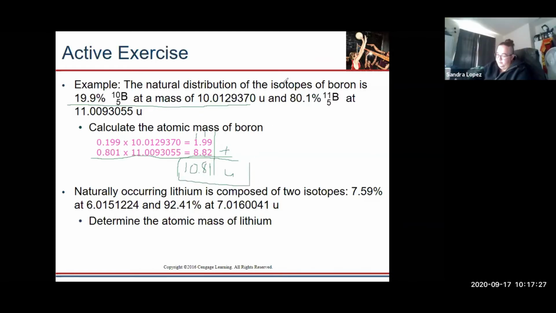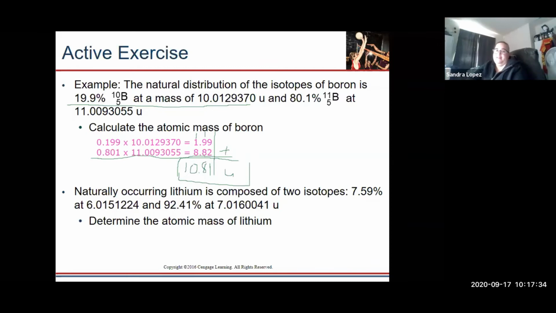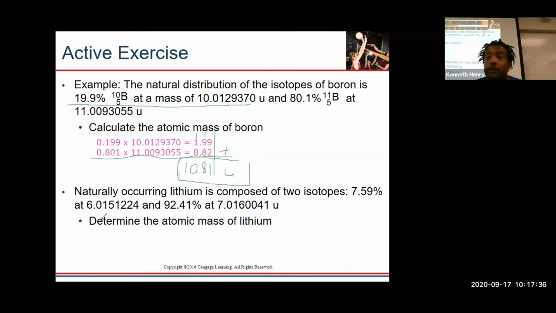So that would be our answer: 10.81 units. How does that compare to boron on the periodic table? Let's see, 10.81. It's exactly that. So we're doing pretty good, right? Man, we're on a roll.